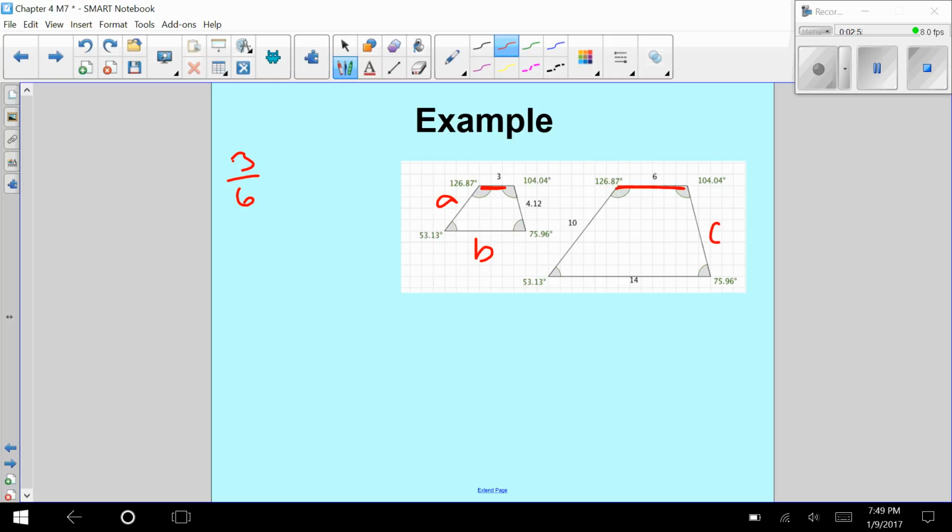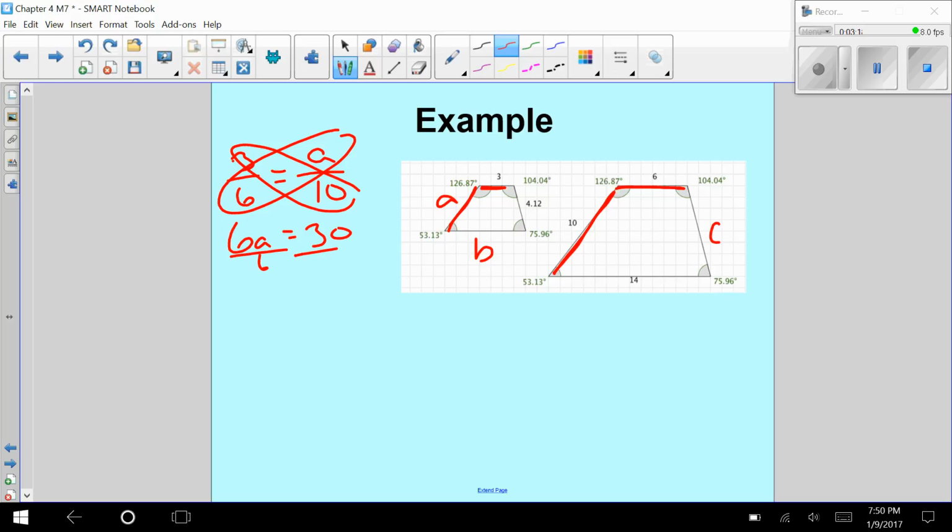Let's solve for side A first. So A lines up with 10. So since I put the 3 on the top, I put the A on the top of my second fraction with 10 on the bottom. Now I'm going to solve. I'm going to take my two cross products. So 6A equals 3 times 10 is 30. Divide by 6, and I get A equals 5. There's no label, so A just equals 5.